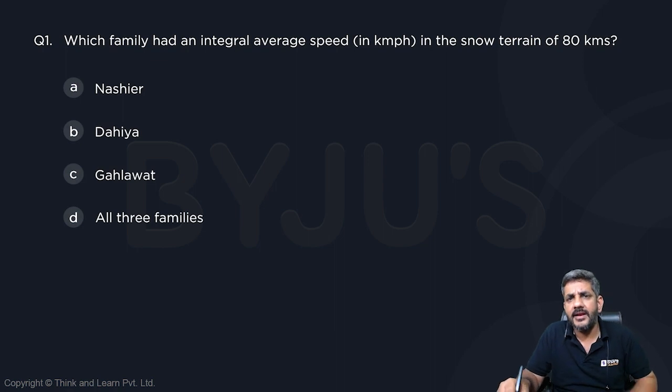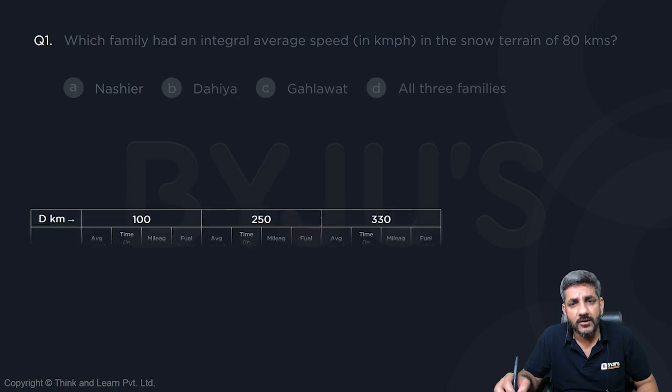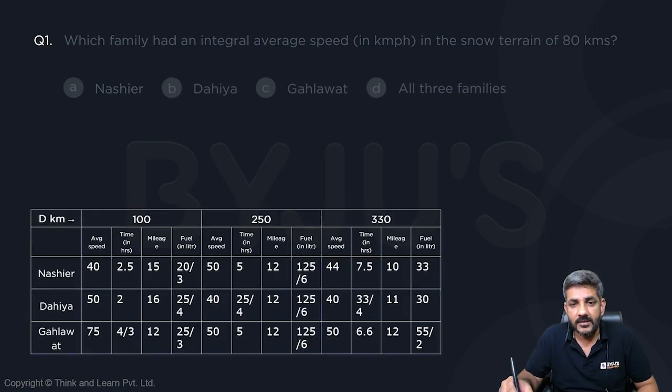So which family had an integral average speed in snow terrain of 80? So how do I calculate that? If you look at this table, the snow terrain is the last terrain of 80 kilometers. Now, how do I find out the average speed of any family?